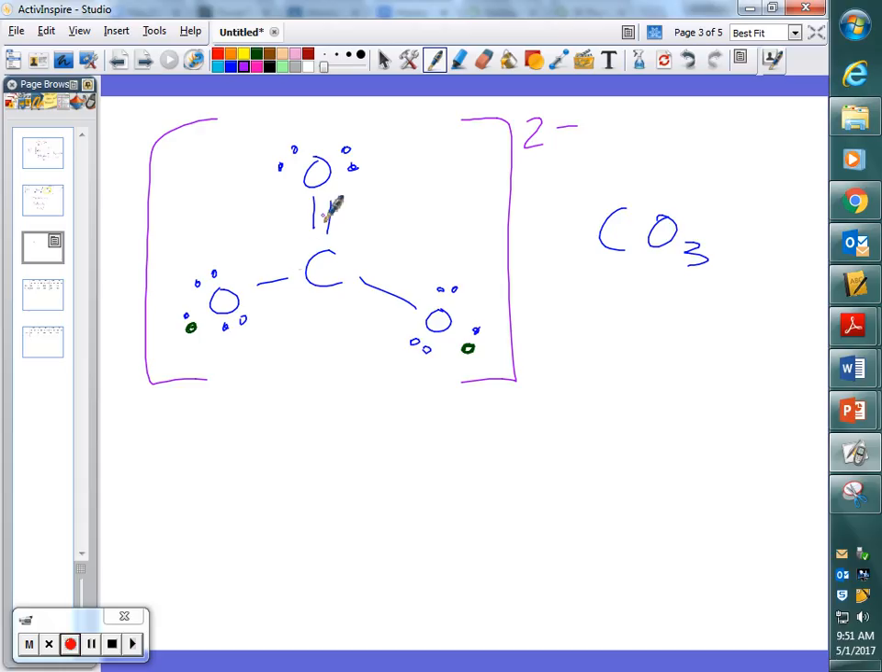Because that's a double bond, right? So how many electrons are they sharing there? They're sharing 4, right? So this one, CO3 minus 2, and we call this the carbonate ion. Does that sort of make sense how these polyatomic ions come about? You okay with that?